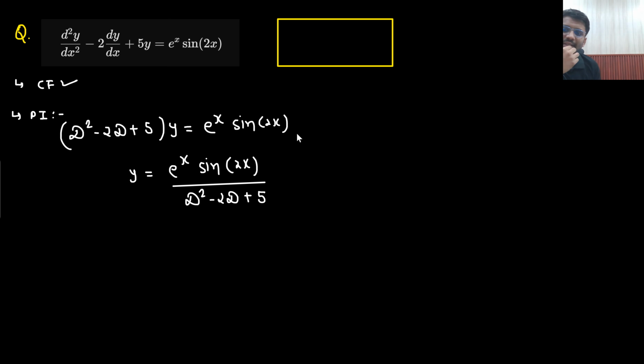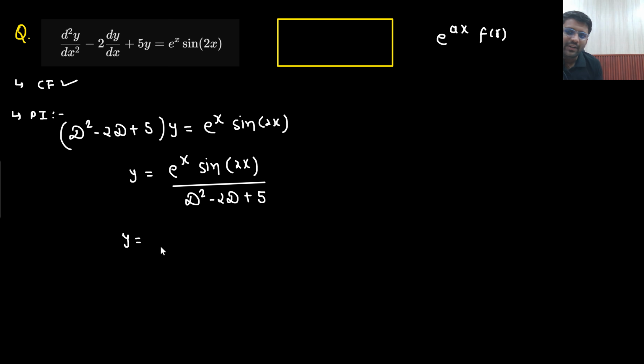Right? y equals e to the power x sine 2x upon d square minus 2d plus 5. So what do you need to do? Sir, it is of the form e to the power ax f of x, where f of x could be either a sinusoid or a polynomial in x. Now it is a sinusoid, right?